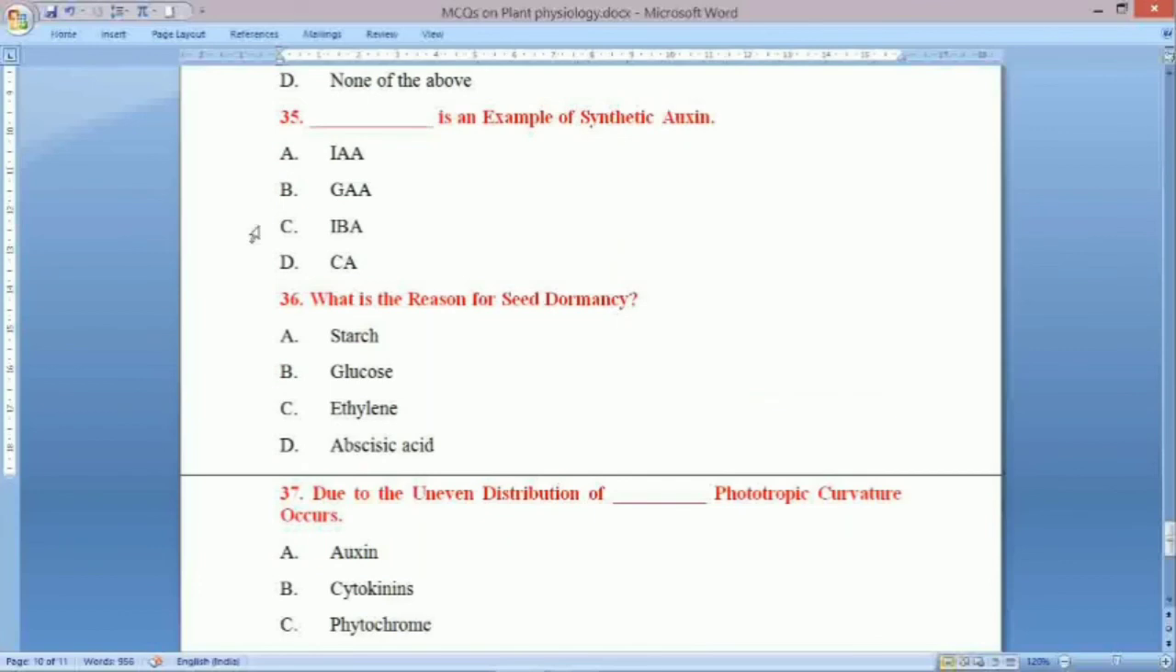Next question, question number 35. ... is an example of synthetic auxin. Option A, IAA, B, GAA, C, IBA, and D, CA. And here the right answer is option C, IBA.